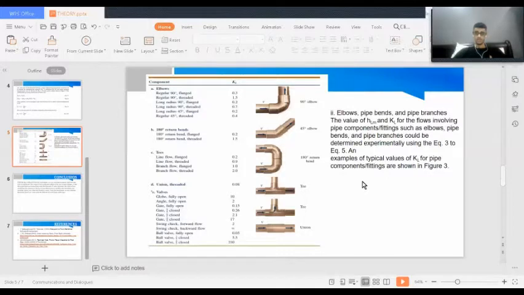And the value of minor head loss and loss coefficient for flows involving pipe components such as elbows, pipe bends, and pipe branches could be determined using equation 3 to equation 5. An example of typical values of loss coefficient for pipe components are shown in figure 3. This is the figure.